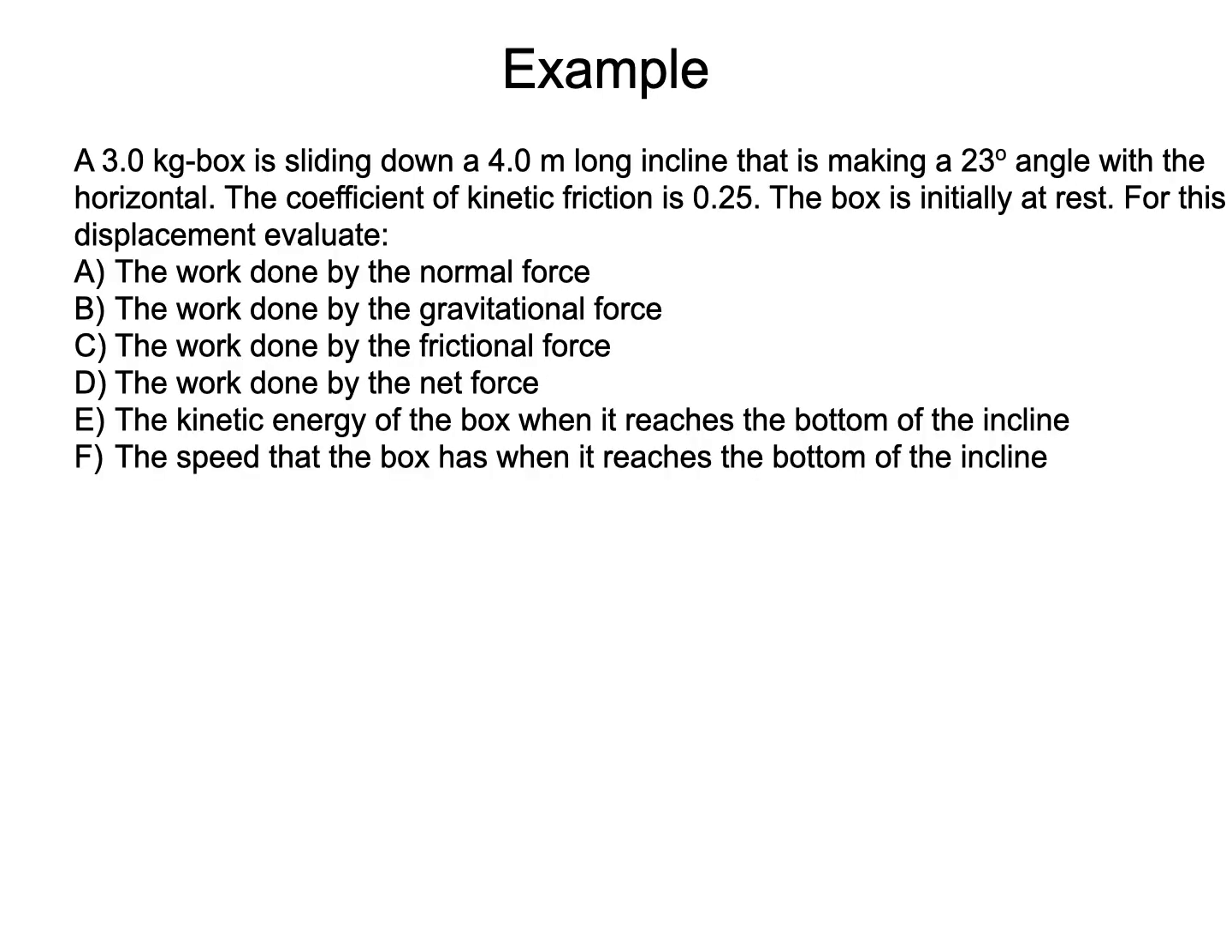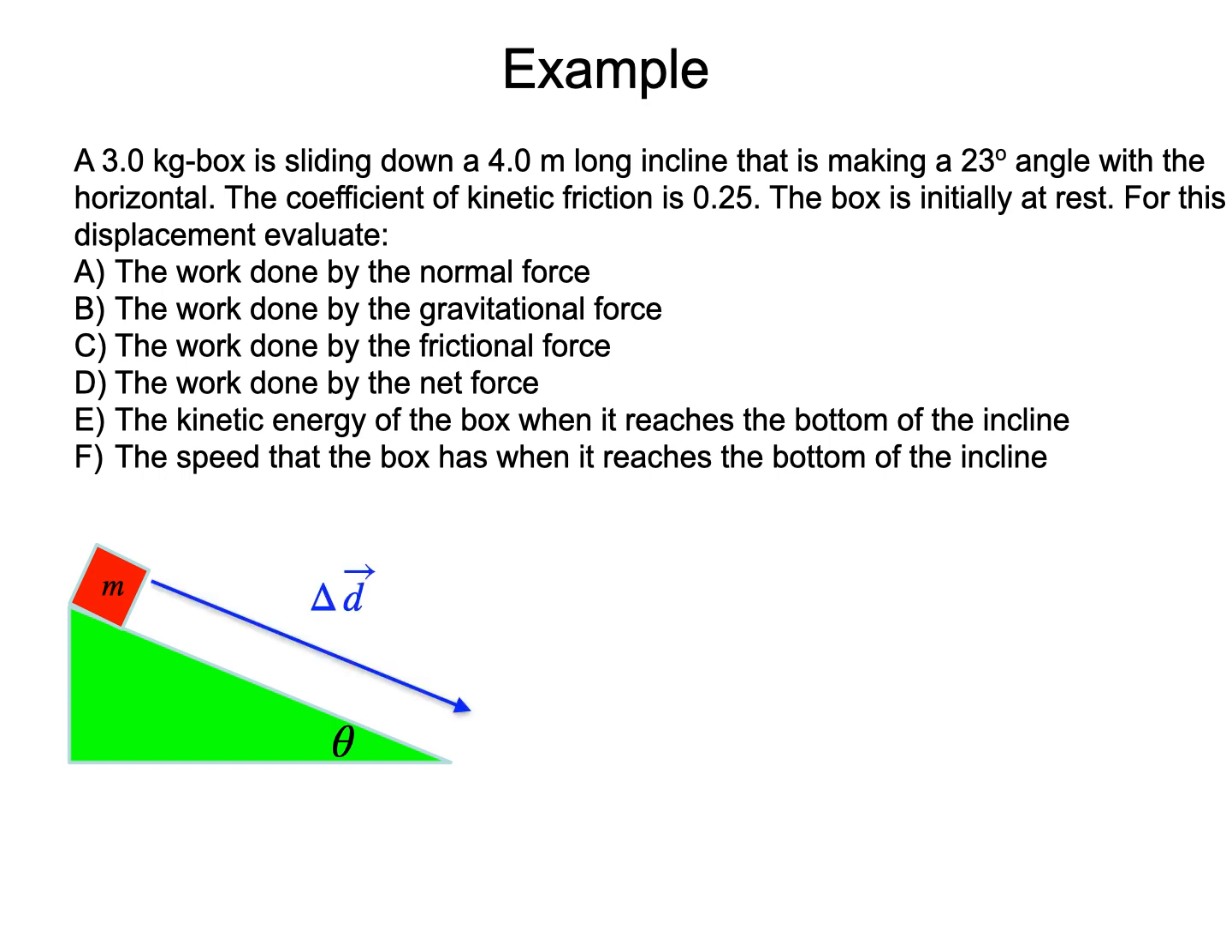With its multiple steps, this example will be a good practice for evaluating the work done by individual forces, their relationship with the net work, and the change of kinetic energy. It involves motion along an incline that makes an angle theta with the horizontal. A box of mass m is to slide down the incline, so it will go through a displacement delta d along the incline. This is the trajectory.